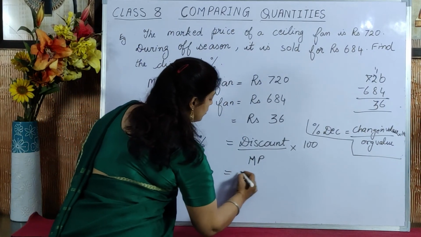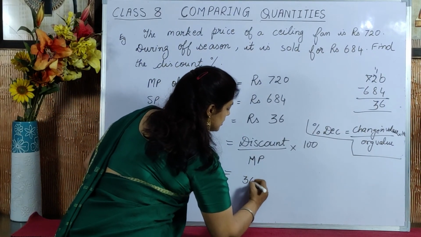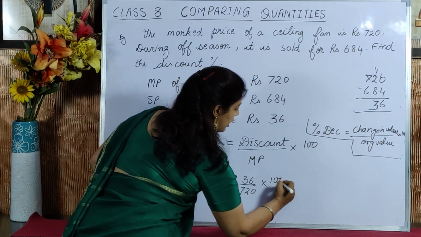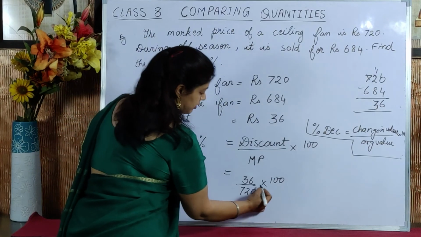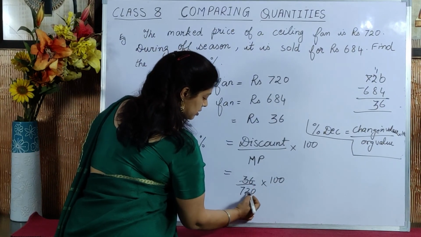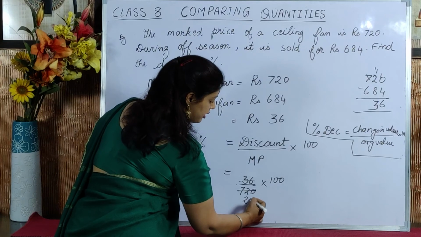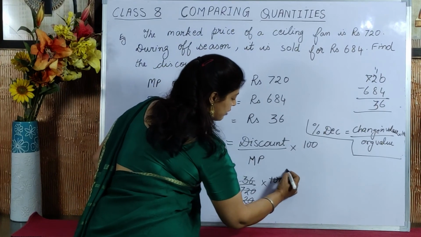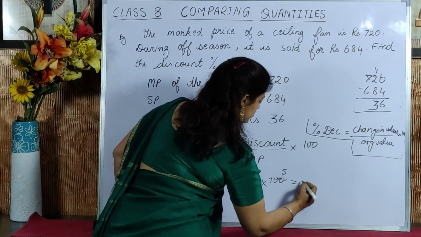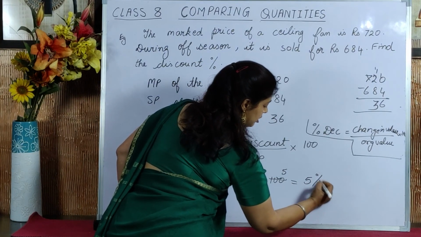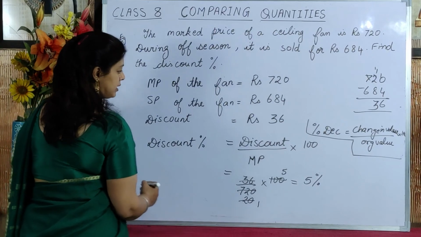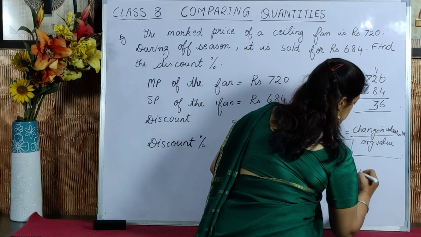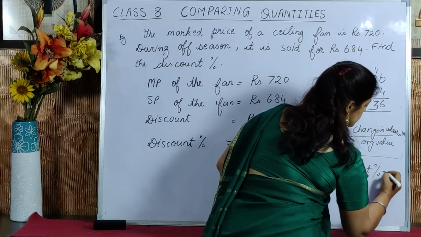In this case, the original value is the mark price. So discount we have got as 36 upon mark price is 720 multiplied by 100. This will give us the discount percent. So 36 goes 2 times in 72, 0 as it is. 20 goes once, 20 goes 5 times in 100. So this gives 5. Therefore, we can say that the discount percentage is 5%.